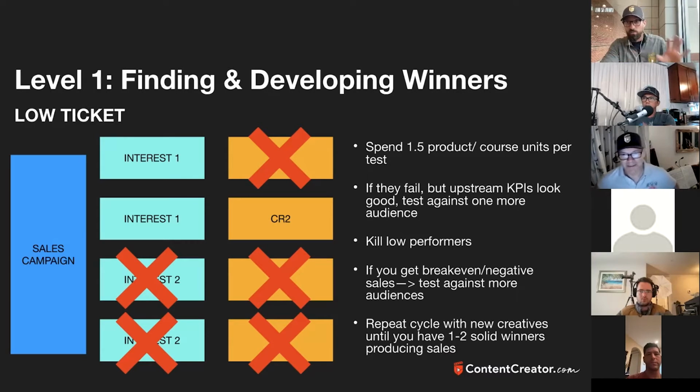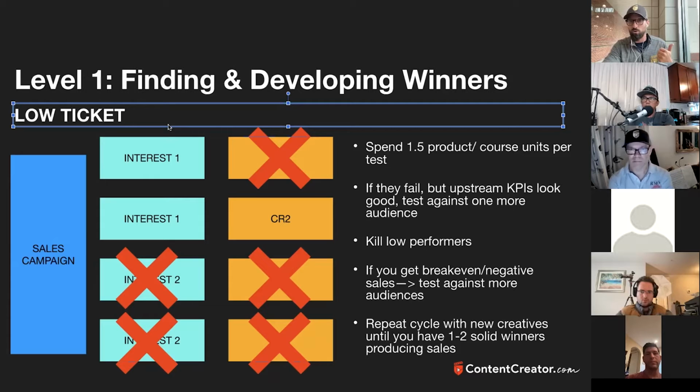Does everyone understand what I just went over? Teddy, does that make sense? In other words, this interest performed here. So we're not going to disqualify the interest altogether. Just this ad didn't work within that interest. So now we know, based on our first test, interest 1 works, creative 2 works. Now we set up another test where we can say, let's test interest 1 against creative 3, and then do the same against interest 1 and creative 2.